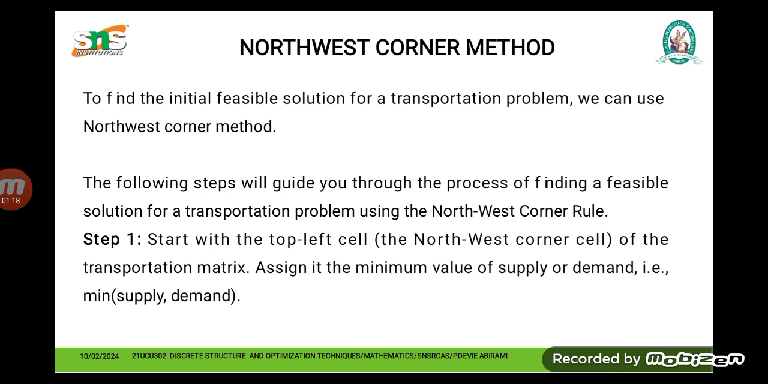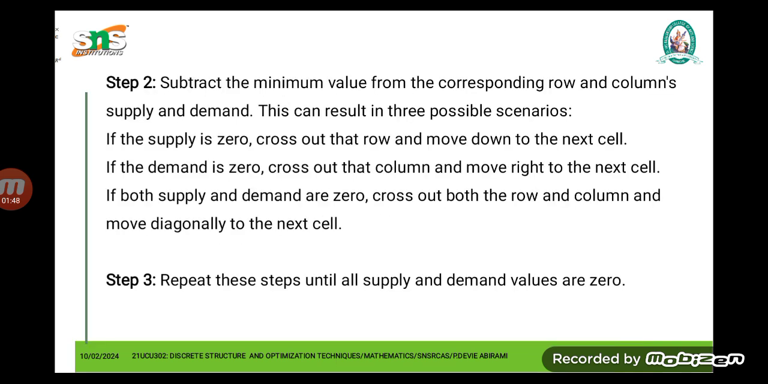There are so many methods in transportation problem. My first method is northwest corner method. To find this, we are going to use the following steps. Step 1 is we have to start our allocation to the northwest corner cell of the matrix. Assign the minimum value of the demand. That is, we want to compare the minimum value of the supply and the minimum value of the demand, and we have to take that minimum value alone.